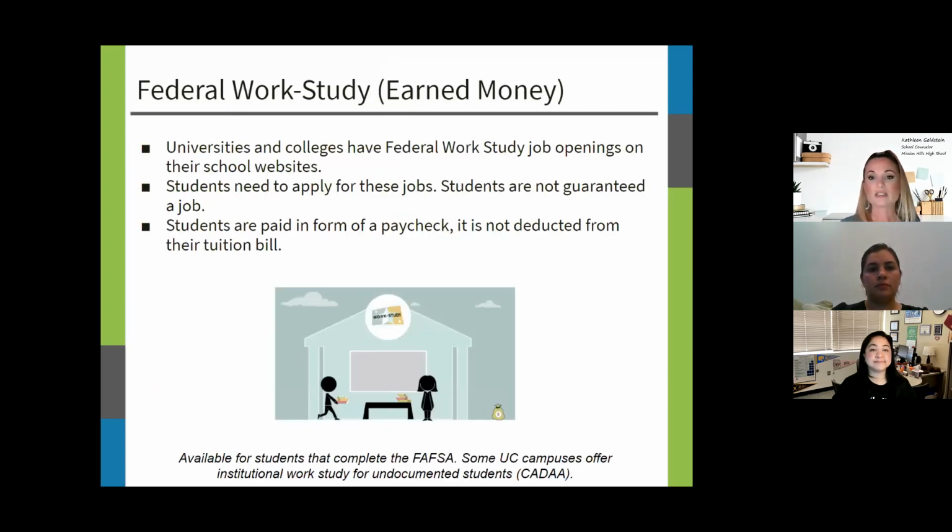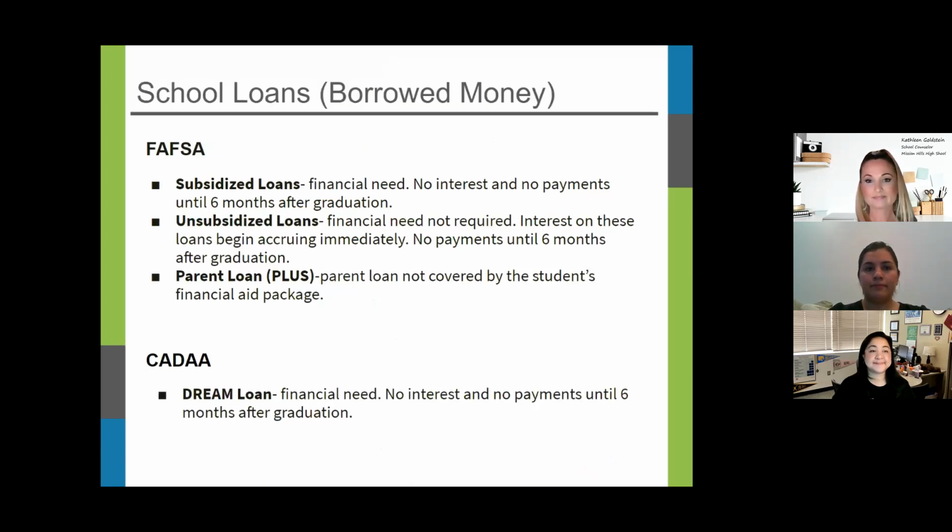Federal work study. This is money that you can earn. So if you are granted the federal work study, you would still have to apply and you're not guaranteed to get a job on the campus, but it is another opportunity that you can look into. It's also important to note that this is federal work study, so this would be for students completing the FAFSA. It's also important to note that many UC campuses also offer institutional work study for undocumented youth or students completing the California DREAM Act application.